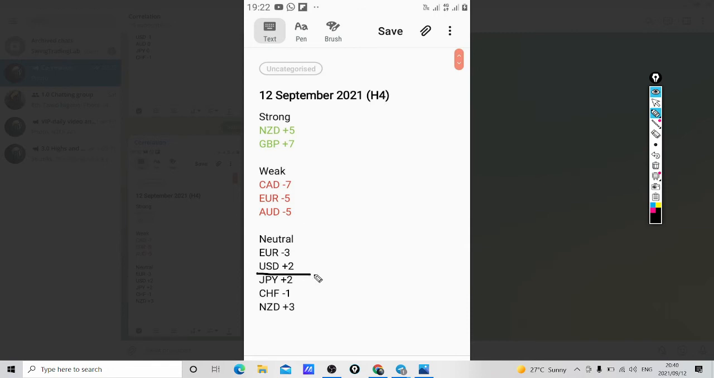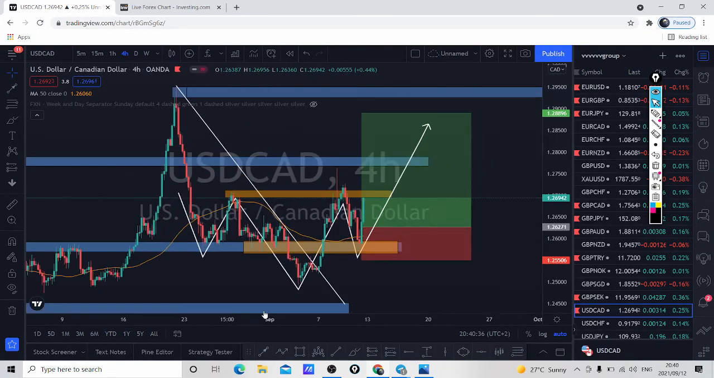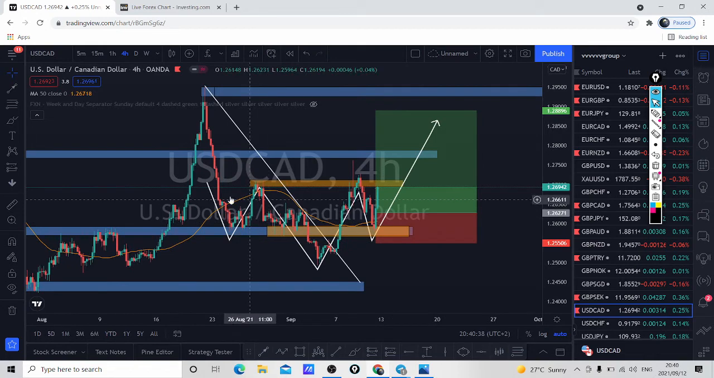So USD versus CAD, the US dollar obviously is going to go up because CAD is going down. So if we jump into our charts here, we've been looking for this breakout. The market was trading, it was selling. I was waiting for this clear breakout, that is completing something like a head and shoulders pattern, for a buy.